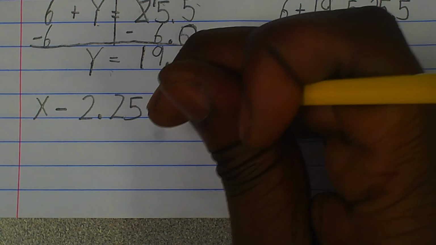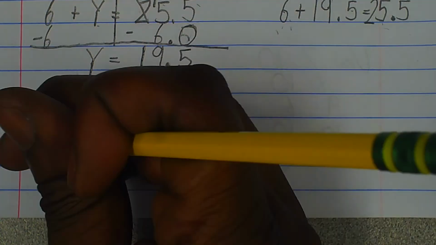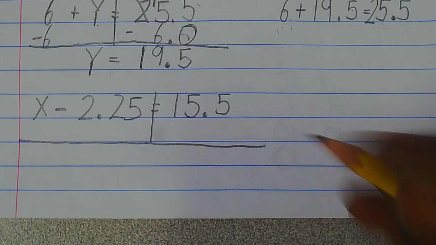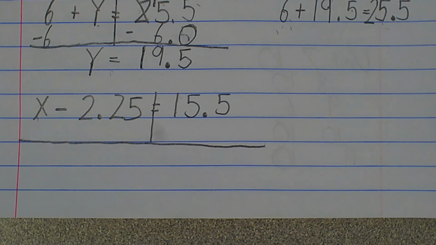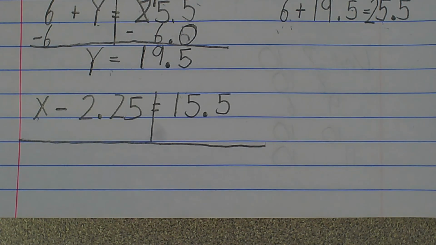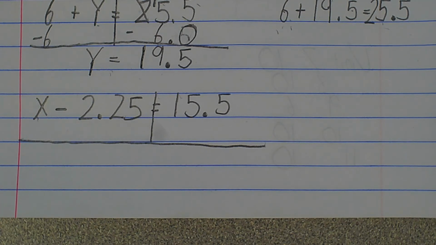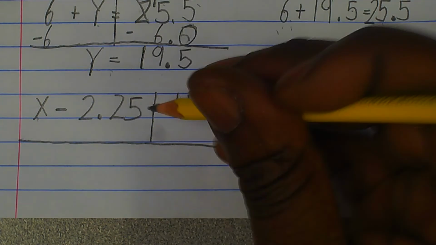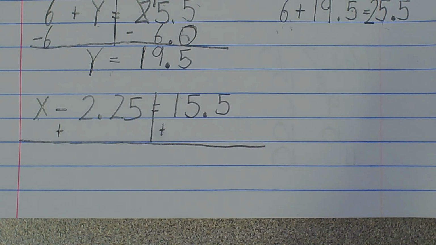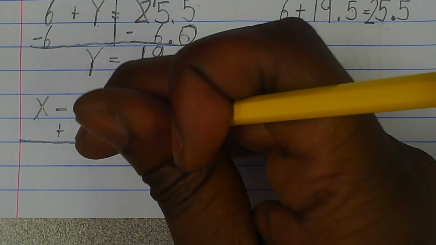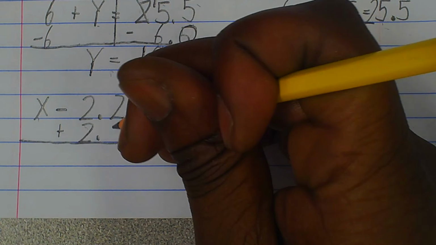So, of course, we're going to split the equation. And we're looking to isolate the variable x. Can someone unmute their mic and tell us how we isolate the variable? Adding. So we're going to add what to both sides? 2 and 25/100. Very good. Thank you guys for your participation.